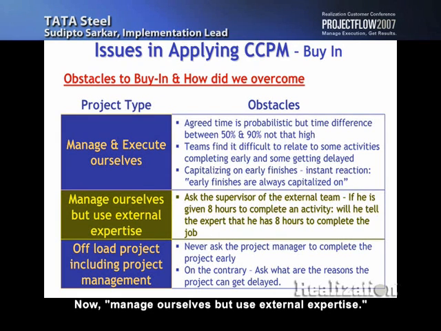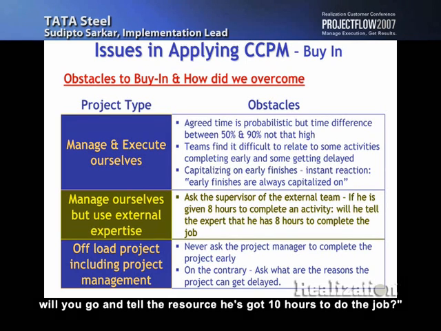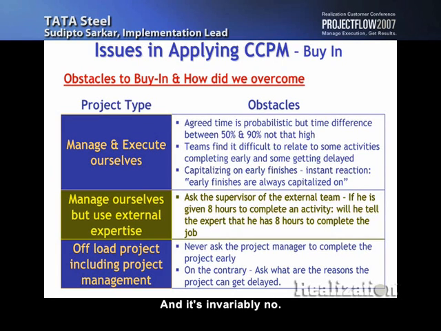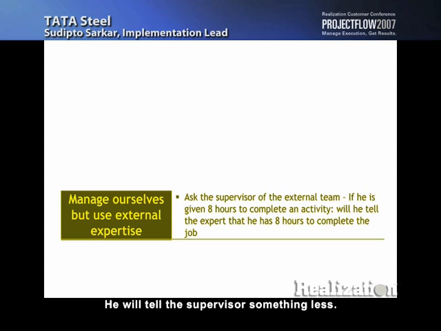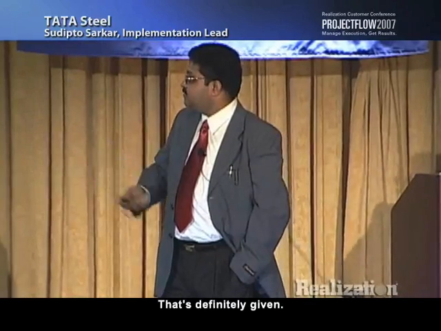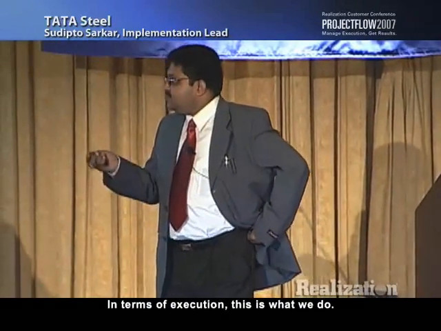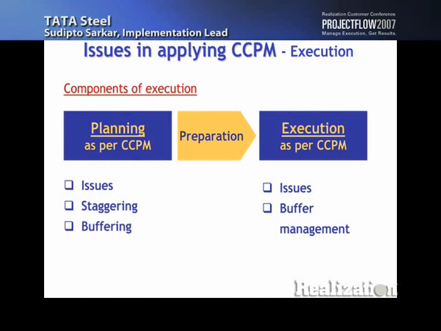Now, manage ourselves but use external expertise. Typically we would be interacting not with the resource of the external expertise, but with the supervisor. So what we ask them is, say, we give you 10 hours to complete this job. Will you go and tell the resource that he's got 10 hours to do the job? Invariably, no. He will tell the resource something less. And of course, offload project is basically asking the project manager what his problems are. In terms of execution, this is what we do: issue resolution, staggering, buffering, and then issues and buffer management.